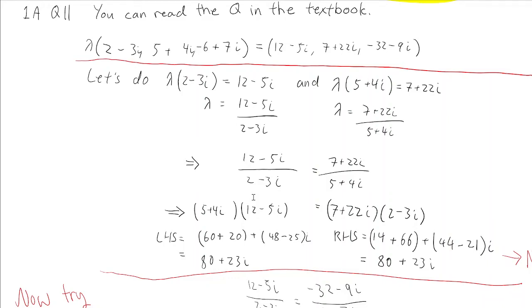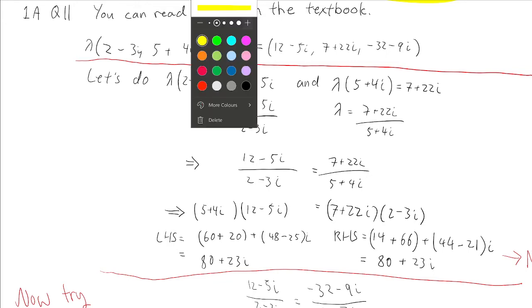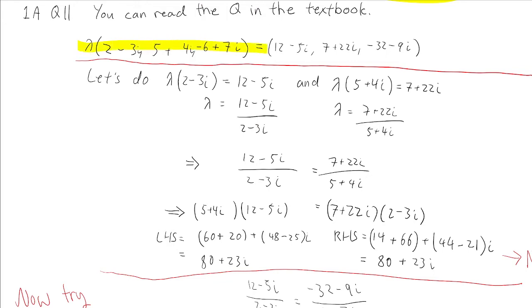Hello, and today we're going to be doing question 11 of section 1A in Linear Algebra Done Right. So you can read the question in the textbook. Basically, we want to show that this is not possible. So how are we going to do that?